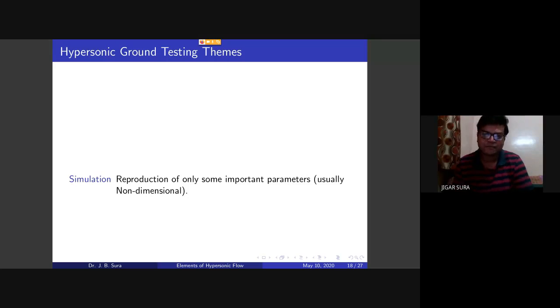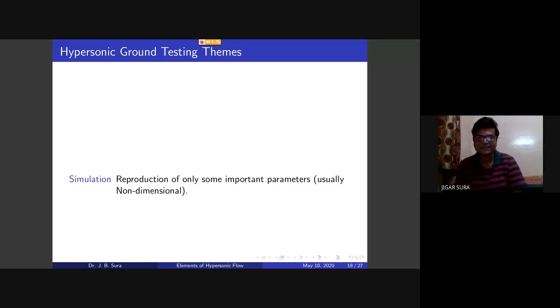If you go to IIT Bombay, IIT Madras, or DRDL Hyderabad, they have the hypersonic shock tunnels. There, it is not possible to put an entire full-size plane or a half-size plane inside the test section. Not possible. So they simulate.